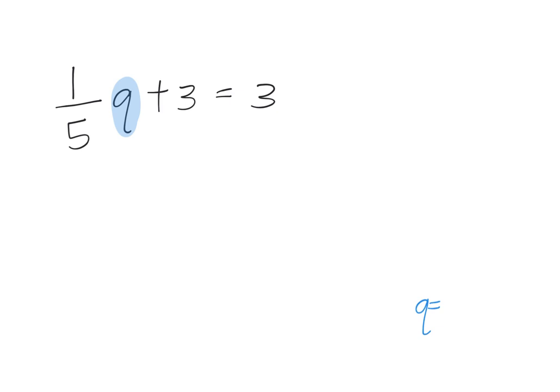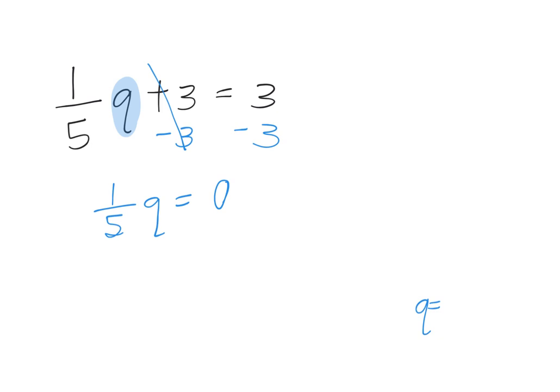So before I am going to isolate the q and the 1/5 q, I have to get rid of this 3 right here. So I'm going to subtract 3 from both sides, and that 3 goes away, and I'm left with 1/5 q equals 3 minus 3 is 0.